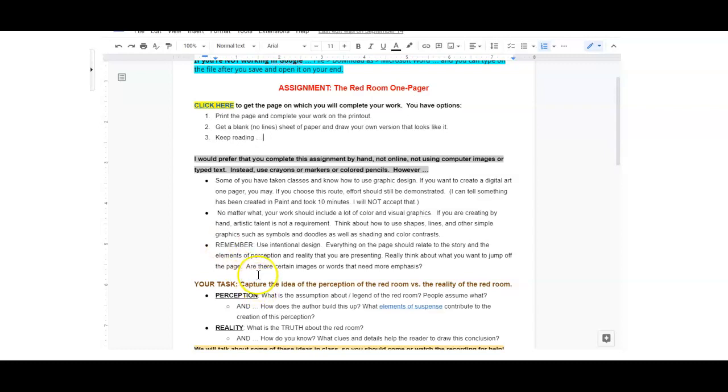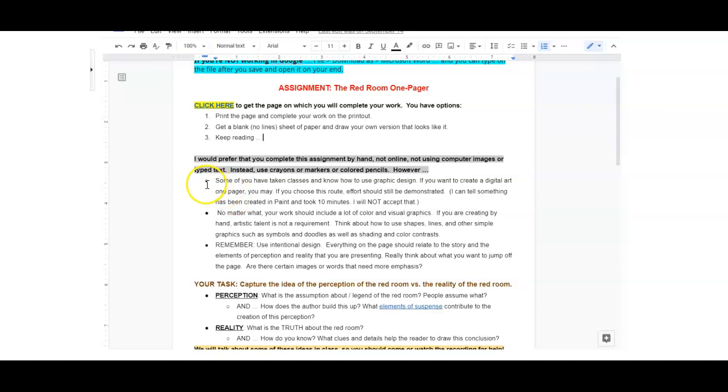But I know that some of you have taken classes and know how to use graphic design. If you want to create a digital art one pager, you may. If you choose this route, the effort should be demonstrated. I can tell something that's been created in Paint and took 10 minutes, and I will not accept that. No matter what, your work should include a lot of color and visual graphics.